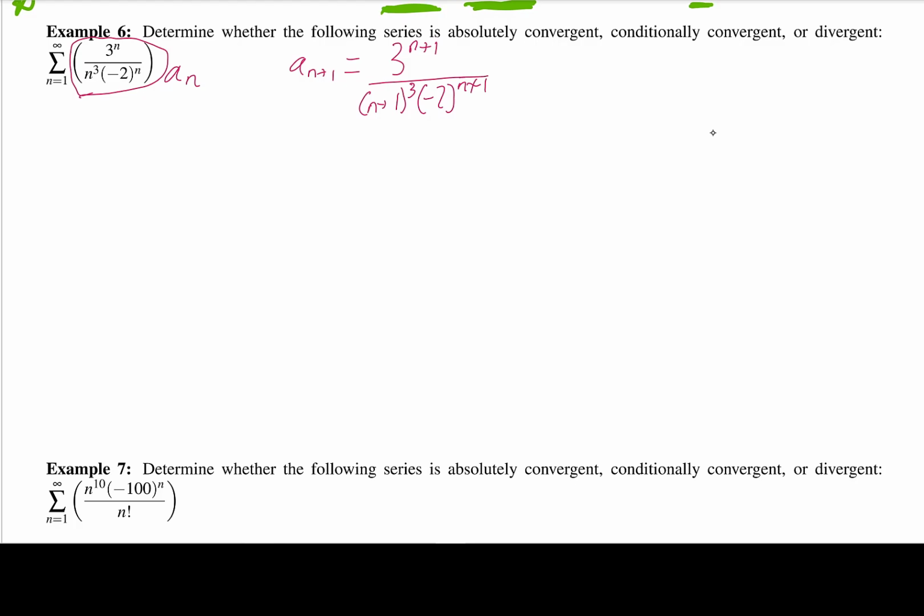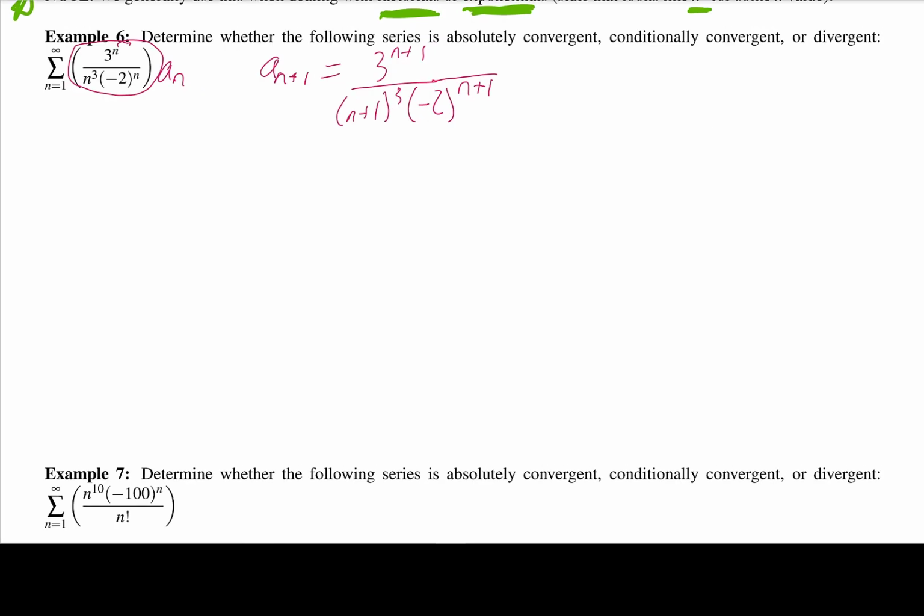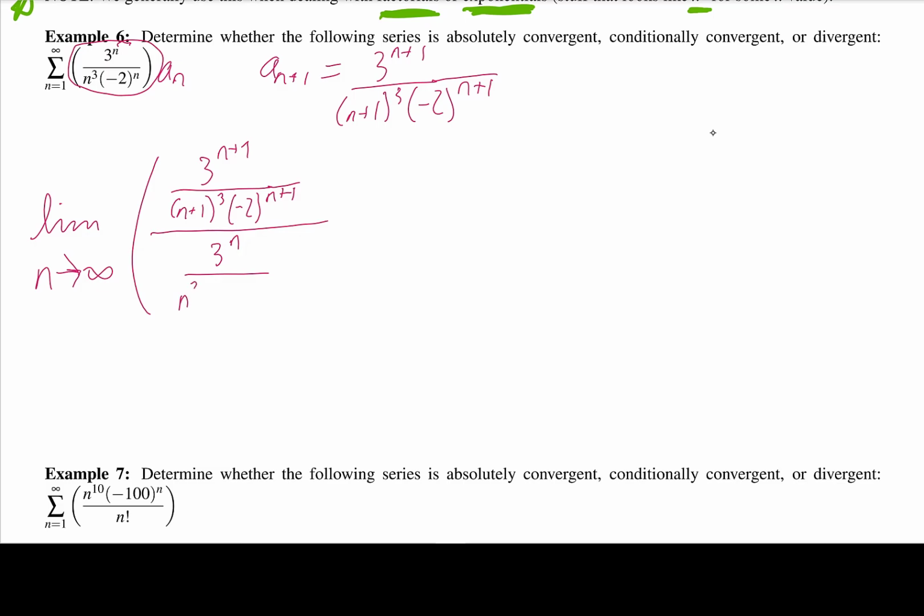All I did here was replace all of the n's with n plus 1. Okay, so now we should have the limit as n goes to infinity of a sub n plus 1, so that's 3 to the n plus 1 over n plus 1 cubed times negative 2 to the n plus 1. Right, so we should have a sub n plus 1 divided by a sub n, so divided by 3 to the n over n cubed times negative 2 to the n.